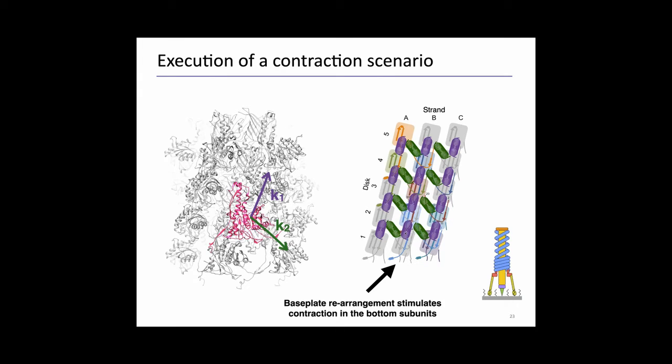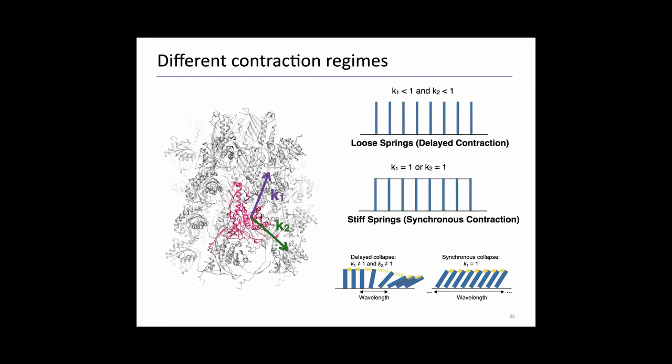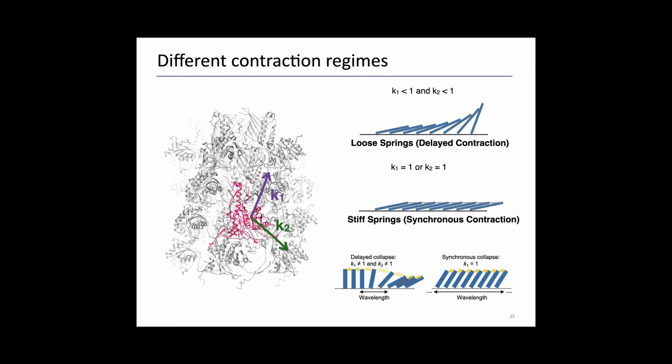So all of this needs to be rebuilt. So we propagate the perturbation starting from the base plate. We perturb a little bit the bottom layer, and this propagates through the entire structure, and the entire structure needs to be removed or rebuilt. So we have different contraction scenarios.